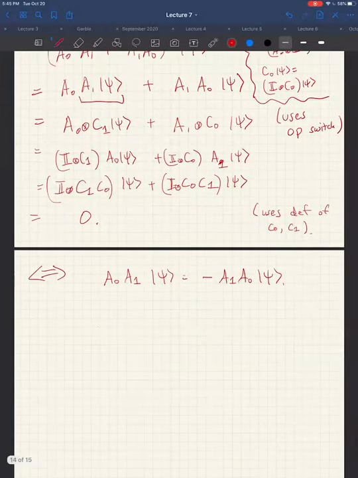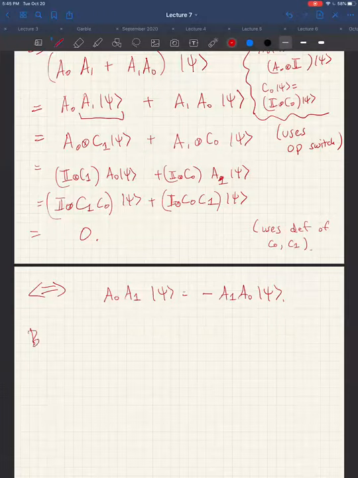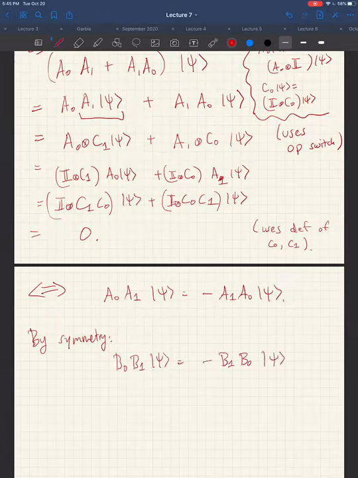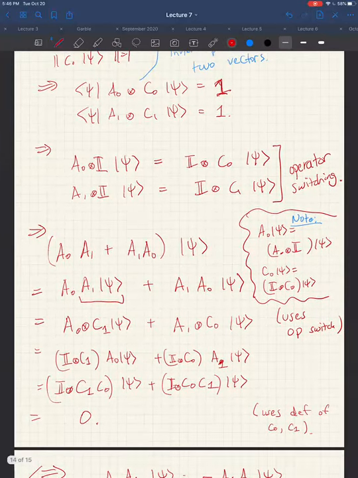So we got the anti-commutation statement we wanted, and then of course you could have carried all of this out for Bob's operators. So by symmetry, B0 B1 psi equals minus B1 B0 psi. All right, any other questions about the maneuvers we did or this proof?